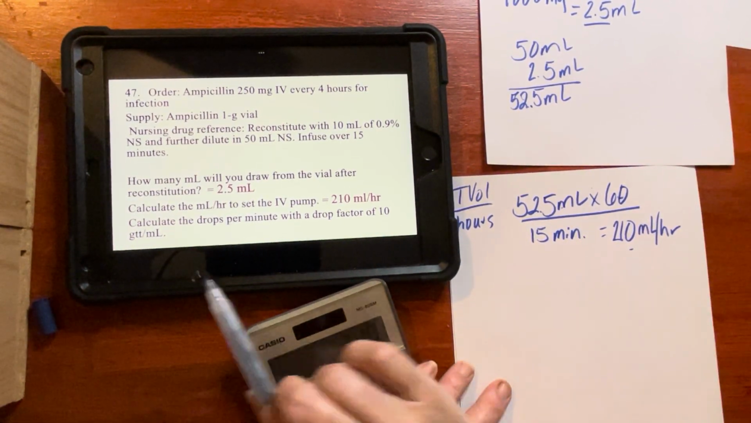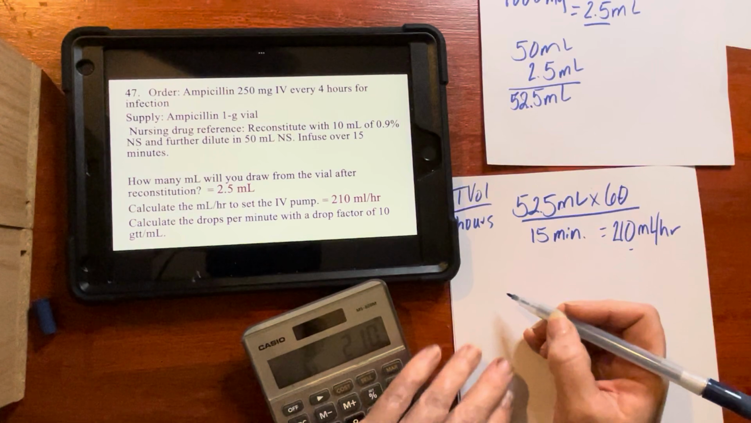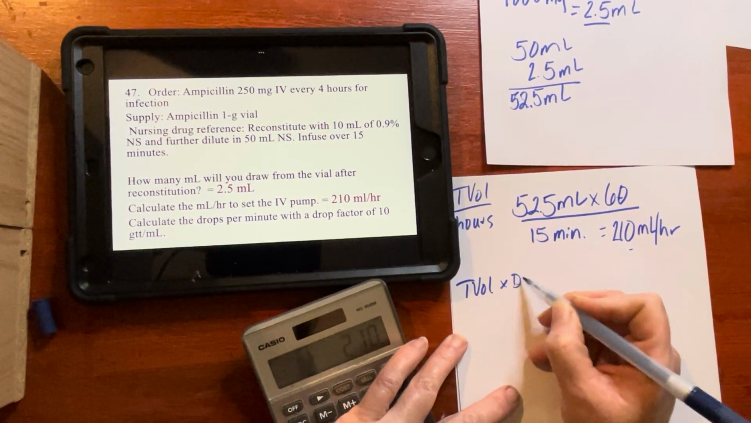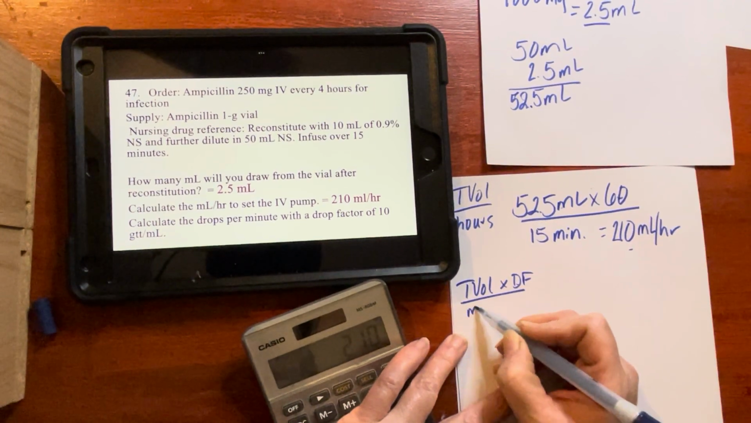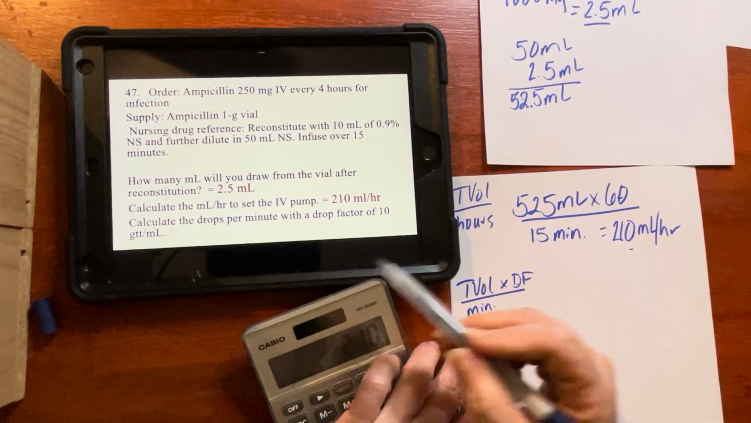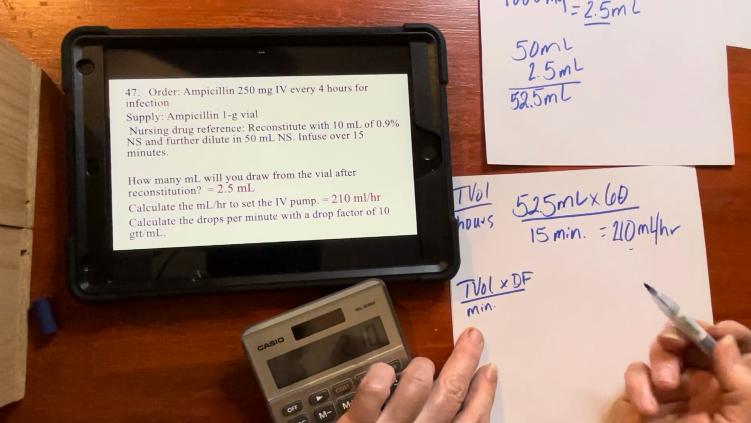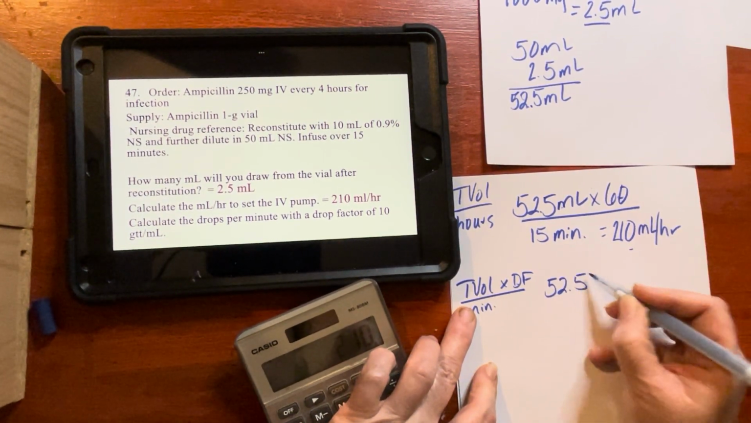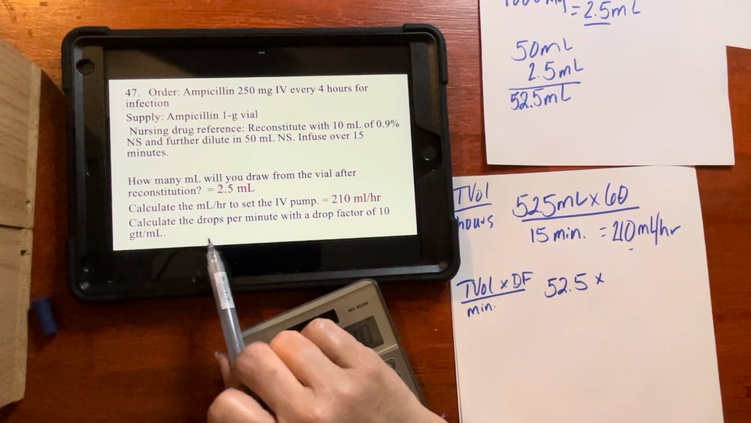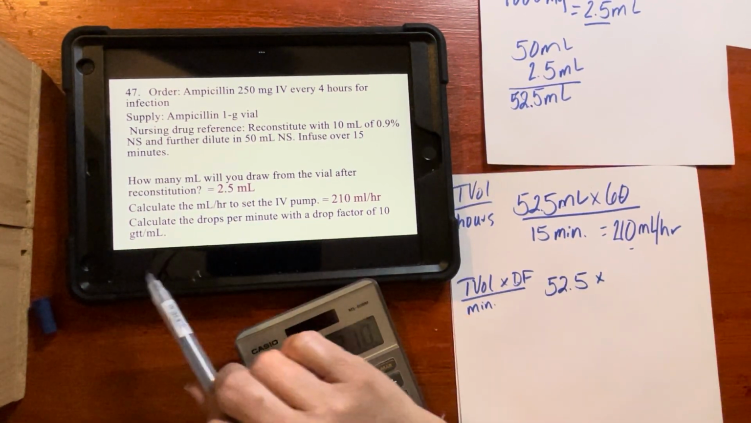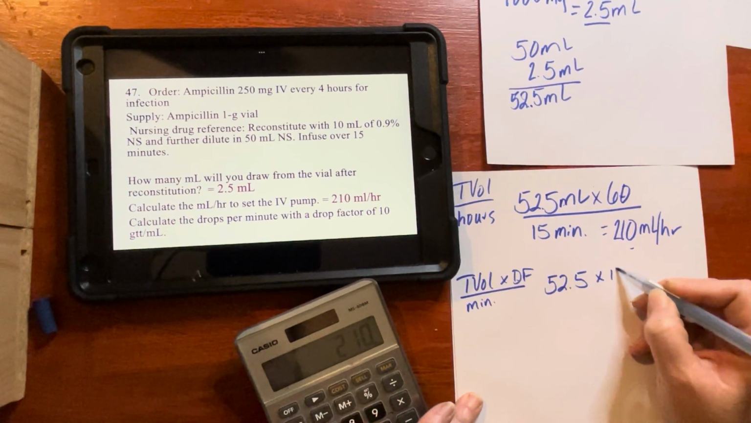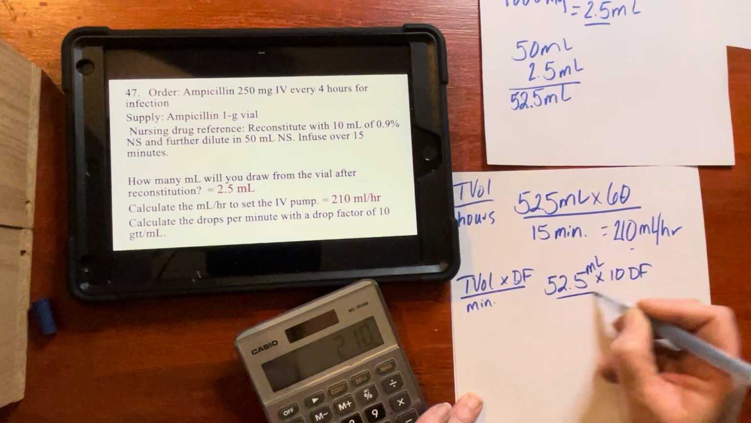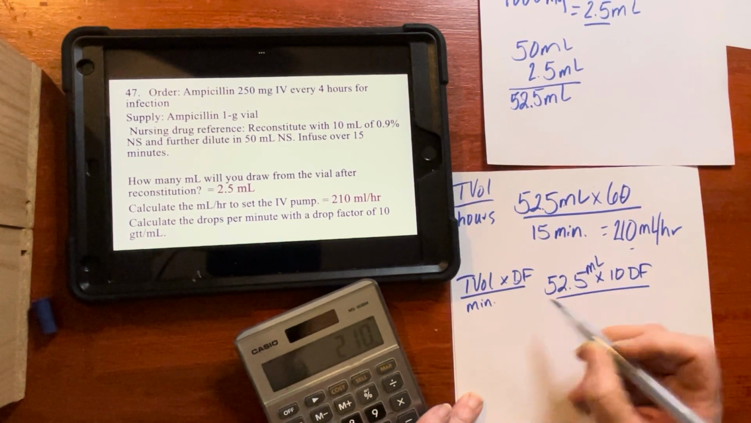Okay. So to do drop factor, the formula is the total volume times the drop factor divided by the time in minutes. So if they gave you hours, you need to convert it to minutes. So our total volume is 52.5. And this says calculate the drops per minute with a drop factor of 10. So I'm going to put right here, milliliters, and it's a 10 drop factor. And it's going over 15 minutes.